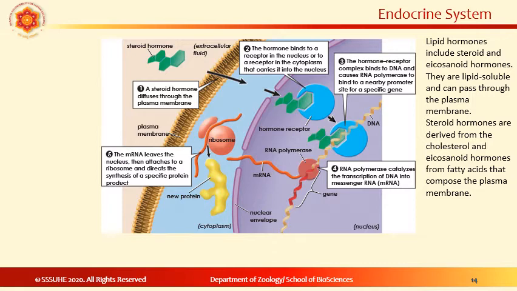RNA polymerase then catalyzes transcription to form messenger RNA. Finally, the messenger RNA leaves the nucleus and attaches to the ribosome, where synthesis of the protein continues. So the steroid hormones are acting at the nuclear level. By activating genes, they are increasing the synthesis of specific protein products to mediate their action.